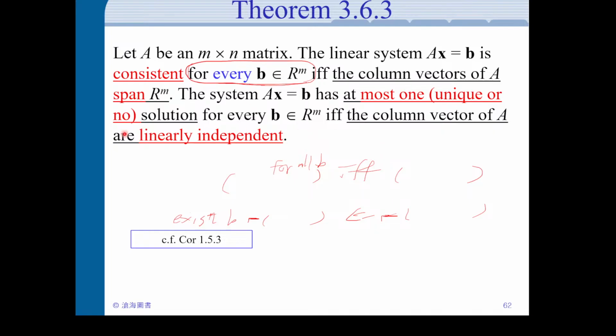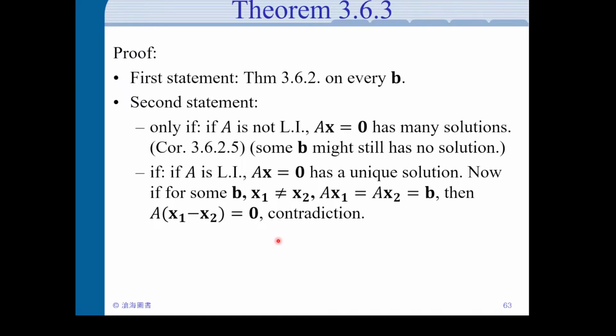And now have Ax equal to b, and we see that it has at most one solution for every b if and only if the column vectors of A are linearly independent. Okay. And let's see some proof of this theorem.